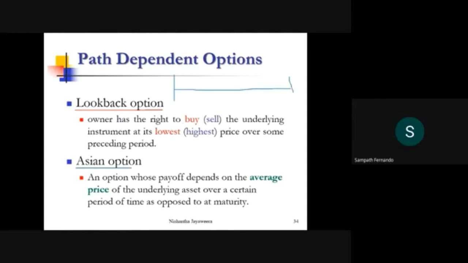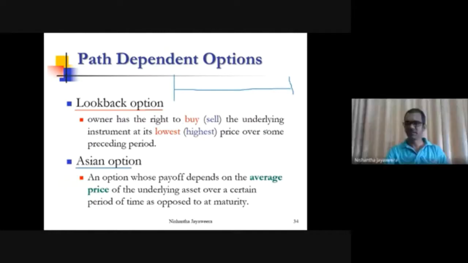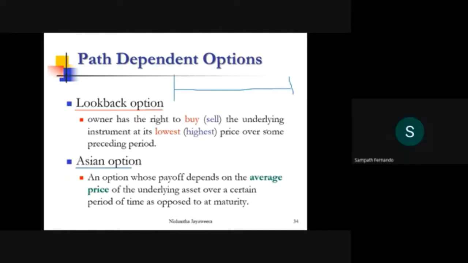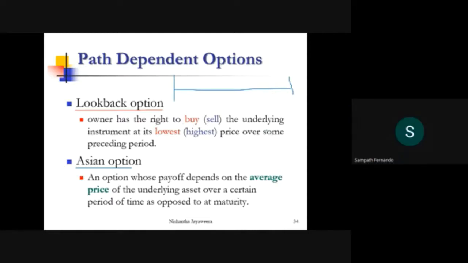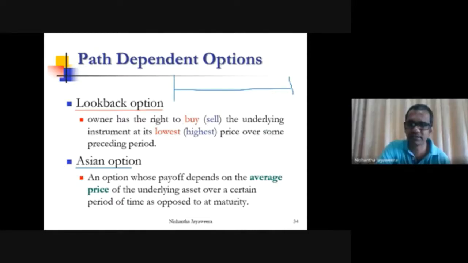Sir, in the look back option, that premium should be very high. Yes, definitely. And the buyer is not going to lose, no? Yes, he can buy at the lowest price. If today is the lowest recorded price, you can buy at today's price. So in that sense, he is going to lose the premium. There's no advantage on that.